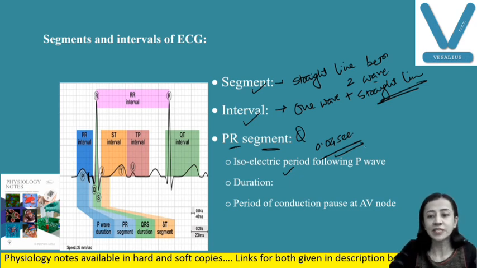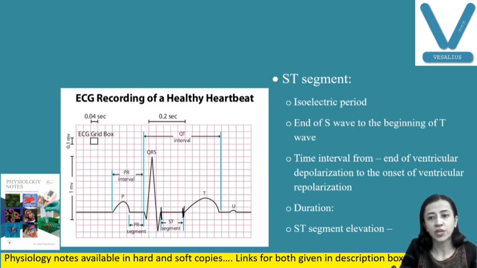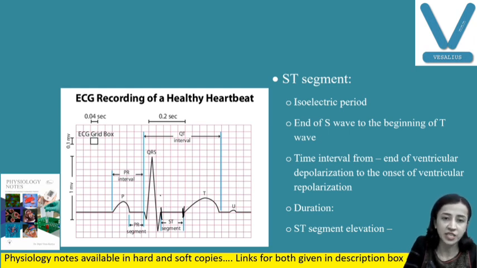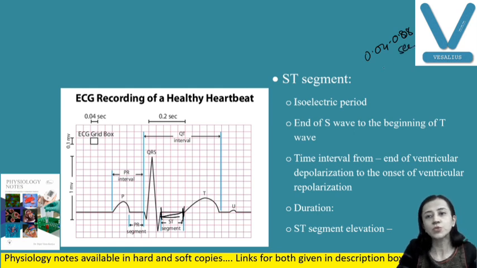Next segment is the ST segment. You can see here, at the end of the S wave and the beginning of the T wave. This is also an isoelectric period, and it measures the time from the end of ventricular depolarization to the onset of ventricular repolarization. You can see here, depolarization of the ventricle has been completed and repolarization has not started. This is the duration. Normal duration is 0.04 to 0.08 seconds, one or two small squares. As we know, in my last class I told you that one small square is equal to 0.04 second.